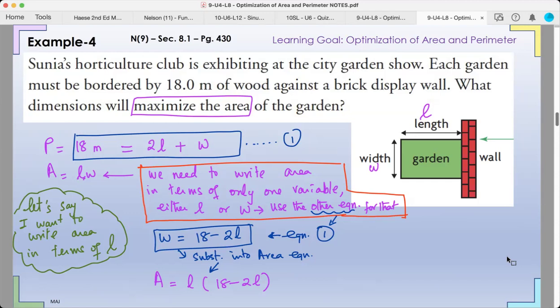We want to maximize the area, right? Area is length times width. But we cannot write area in terms of 2 variables. We need to write area in terms of only 1 variable. So this is what we're going to do. We're taking area and writing it as length multiplied by width. Can I write area all in terms of length, or all in terms of width? Yes, it can be done. So we're going to look at the other equation and do that.